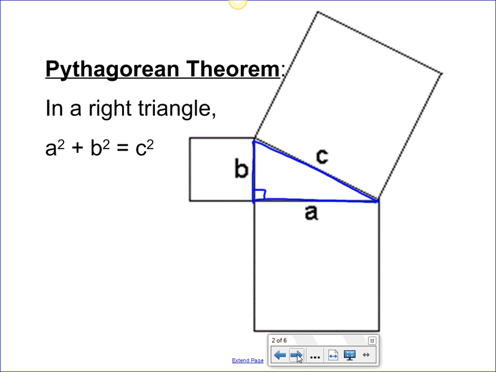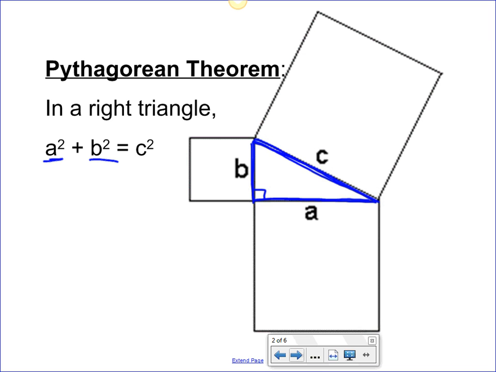So first of all, what is the Pythagorean theorem? The Pythagorean theorem states in any right triangle, the sum of the squares of the lengths of the legs is equal to the square of the length of the hypotenuse. So in other words, if we're looking at this diagram here, the lengths of the legs are A and B. So if I took A squared plus B squared, it is equal to C squared, which is my hypotenuse. This is known as the hypotenuse. We have two legs and we have the hypotenuse.